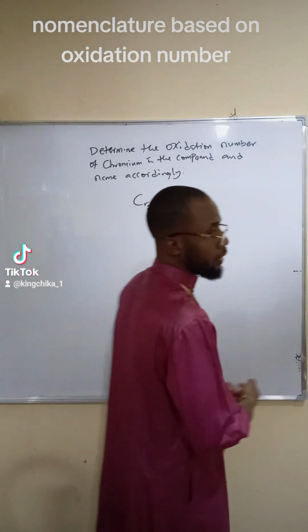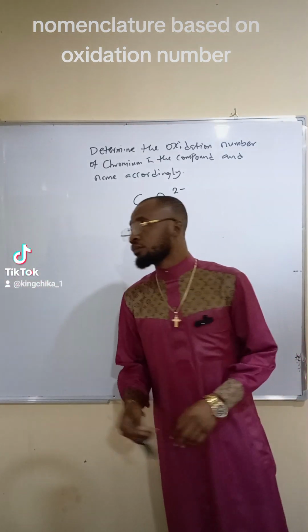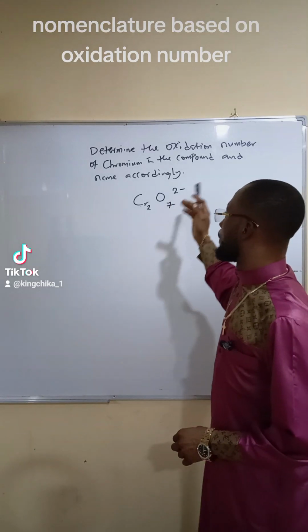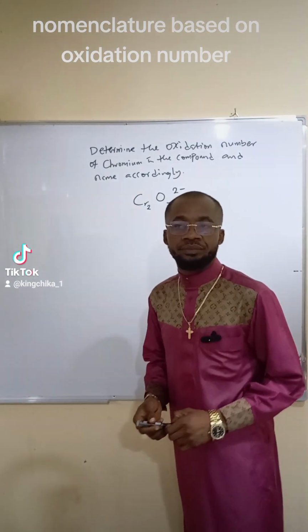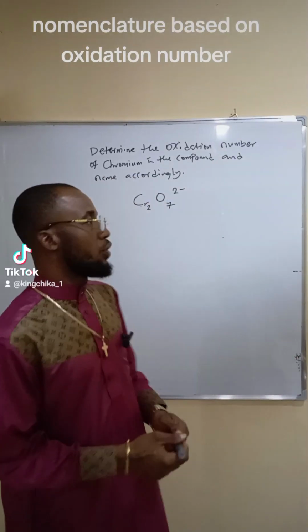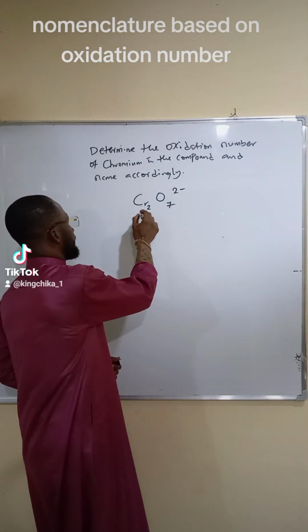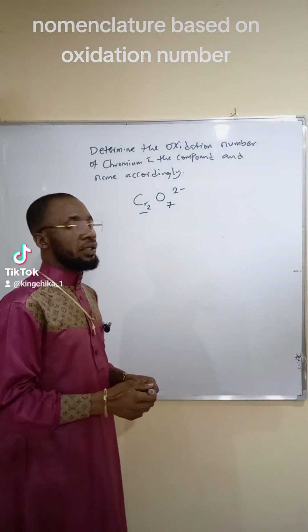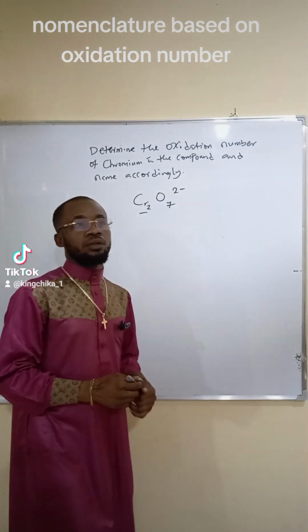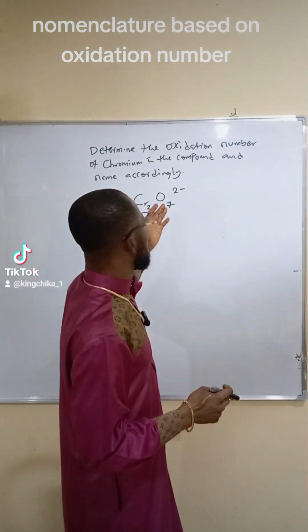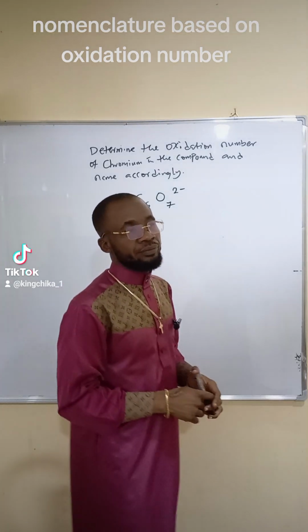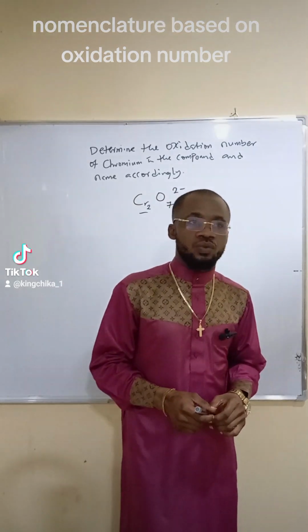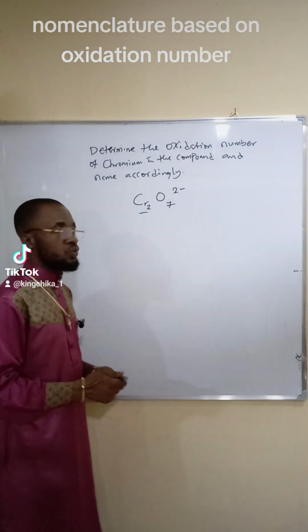Determine the oxidation number of chromium in the compound and name accordingly. So we are to determine the oxidation number of this chromium and name accordingly. But first of all, what is the oxidation number of oxygen? It is -2. Our valence of oxygen is -2.